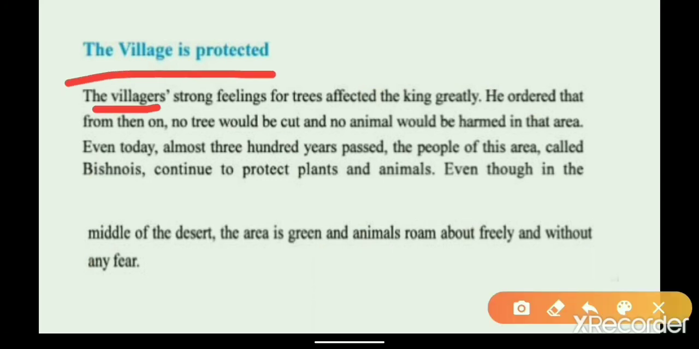The villagers' strong feelings for trees affected the king greatly.